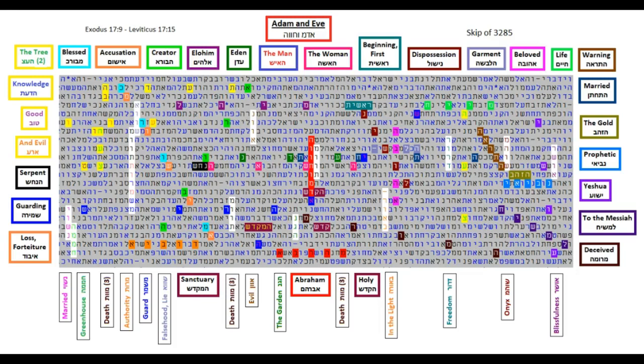Today we are going to focus on a Bible code about Adam and Eve, who were the first people that Yahuwah created in the Garden of Eden. Now this table is found in Exodus and Leviticus, and the access word is Adam and Eve, and it's in this red lettering here, and it's found at a skip of 3,285 letters.